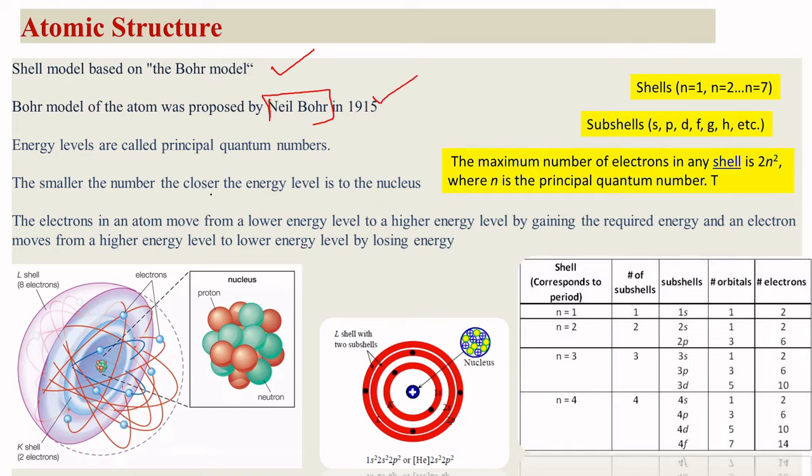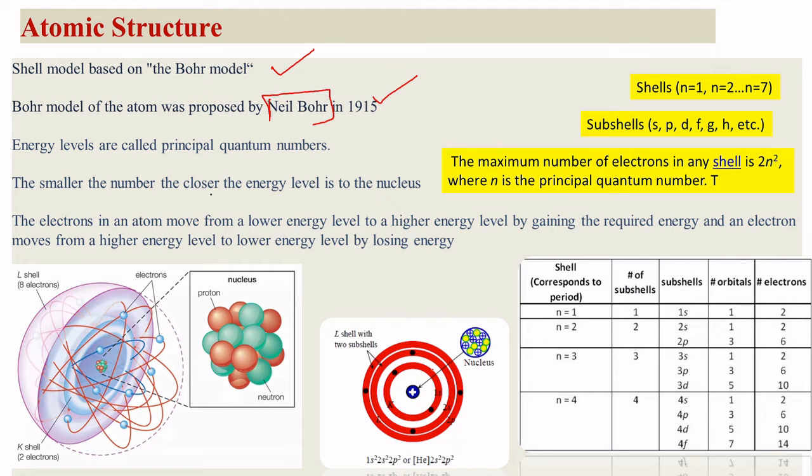When you see the atomic structure, the important thing is the nucleus. In the nucleus you have protons and neutrons. Protons are positive charge carriers. Outside, you have n number of shells, defined by the principal quantum number: n equal to 1, 2, 3, 4, 5, 6, 7.